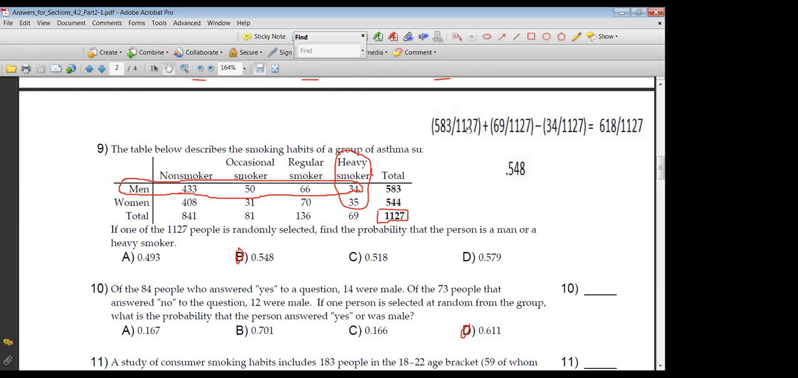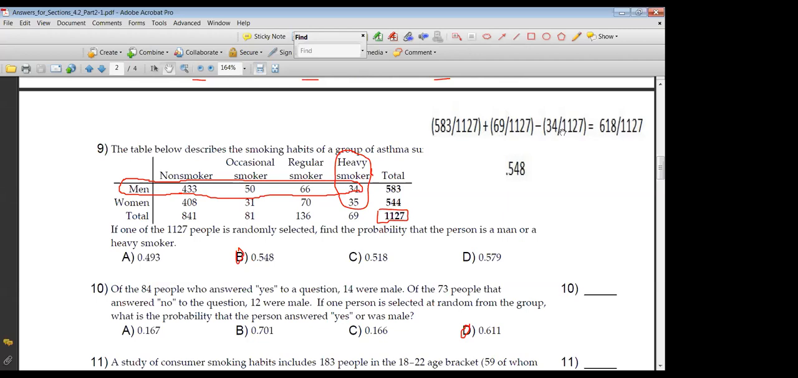What's the probability of me picking a heavy smoker? Well, it's 34 here and 35. There's a total of 69 out of the 1,127 that are heavy smokers. But notice, these are my men, my 583. These are my heavy smokers, the 69. But these 34 men, I counted them as men, and I'm about to count them again as heavy smokers. Can't do that. You can't double count. And you'll always know what your double counting is. If you put little circles around what you're doing, there'll always be one number that you'll have two circles around. That'll indicate that you've counted that 34 twice. You've counted them when you got the 583. You counted them again to get the 69. You don't want to do that. You don't want to double count anything.